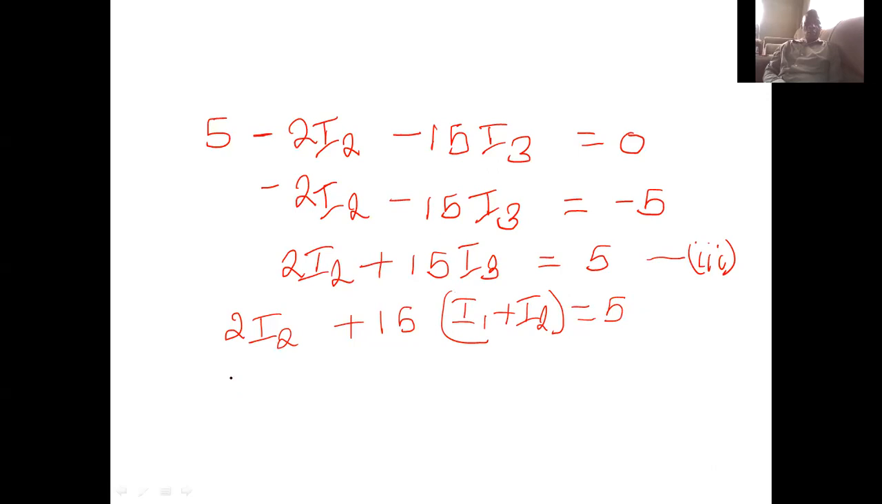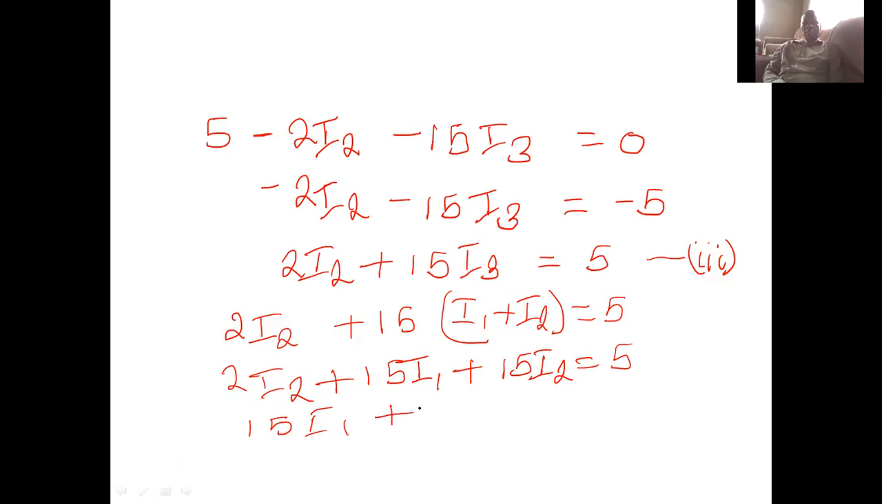So we can simplify this equation, which is 2 i2 plus 15 i1 plus 15 i2, which is equal to 5. We can actually add the i2 terms. Here we have two common i2: we have 2 i2 and 15 i2, which gives us 17. So we can say 15 i1 plus 15 plus 2, this gives us 17 i2, because we have these two, which is equal to 5. And this one becomes our equation number 4.